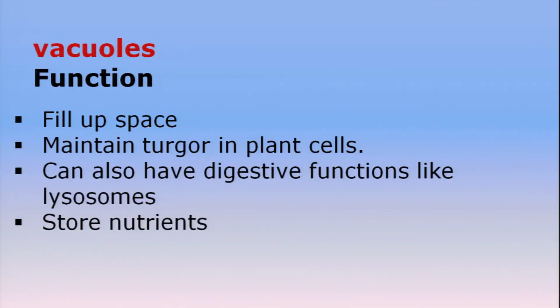Then vacuoles can also have digestive functions like lysosomes. We see they can store waste materials and they can also digest them. And lastly, vacuoles store nutrients. So friends, we have learnt about all the important cell organelles. We'll see the basic difference between a plant cell and an animal cell. We'll compare the structure of a plant cell and animal cell now.